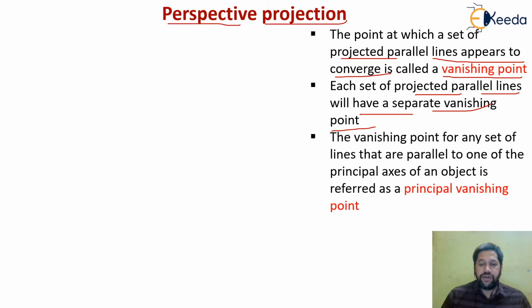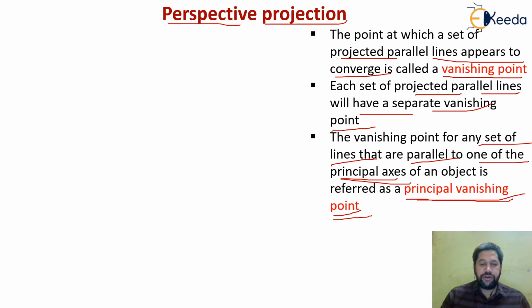Okay, and the vanishing point for any set of lines that are parallel to one of the principal axes of an object is called the principal vanishing point. So I have the vanishing point for any set of lines that are parallel to one of the principal axes. If all these lines are parallel to any one of the principal axes, maybe the x-axis, y-axis, or z-axis, of an object, then it is referred to as a principal vanishing point.